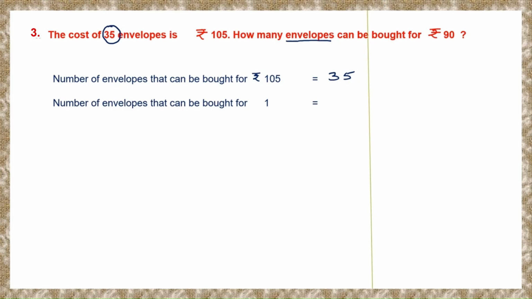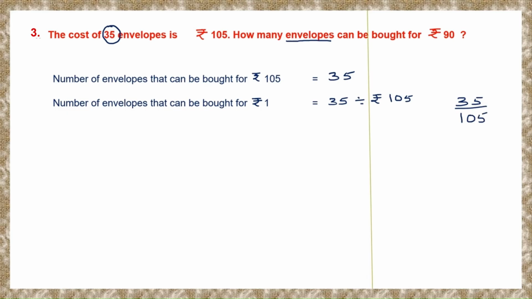So number of envelopes that can be bought for 1 rupee. And whenever it is 1, we divide. So this is 35 divided by 105 rupees. So let's write that down. 35 by 105 as a fraction.